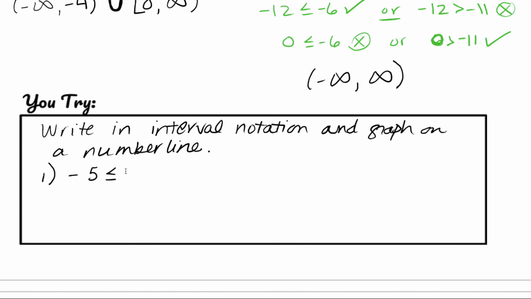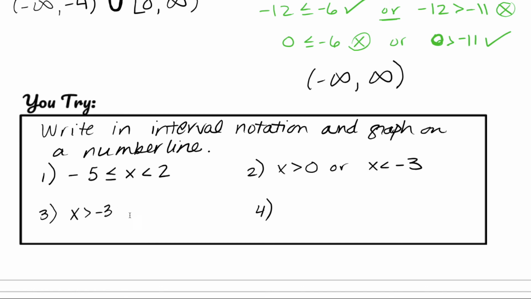The first one to consider: graph negative 5 less than or equal to x less than 2. The second one: x is greater than 0 or x is less than negative 3. Then 3 and 4 are going to look pretty similar, but the difference will be in the symbols, so pay close attention. This one's x is greater than negative 3 and x is less than negative 1. And number 4, x is less than negative 3 and x is greater than negative 1. So try those, bring those solutions to class, and we'll check and see how you did.